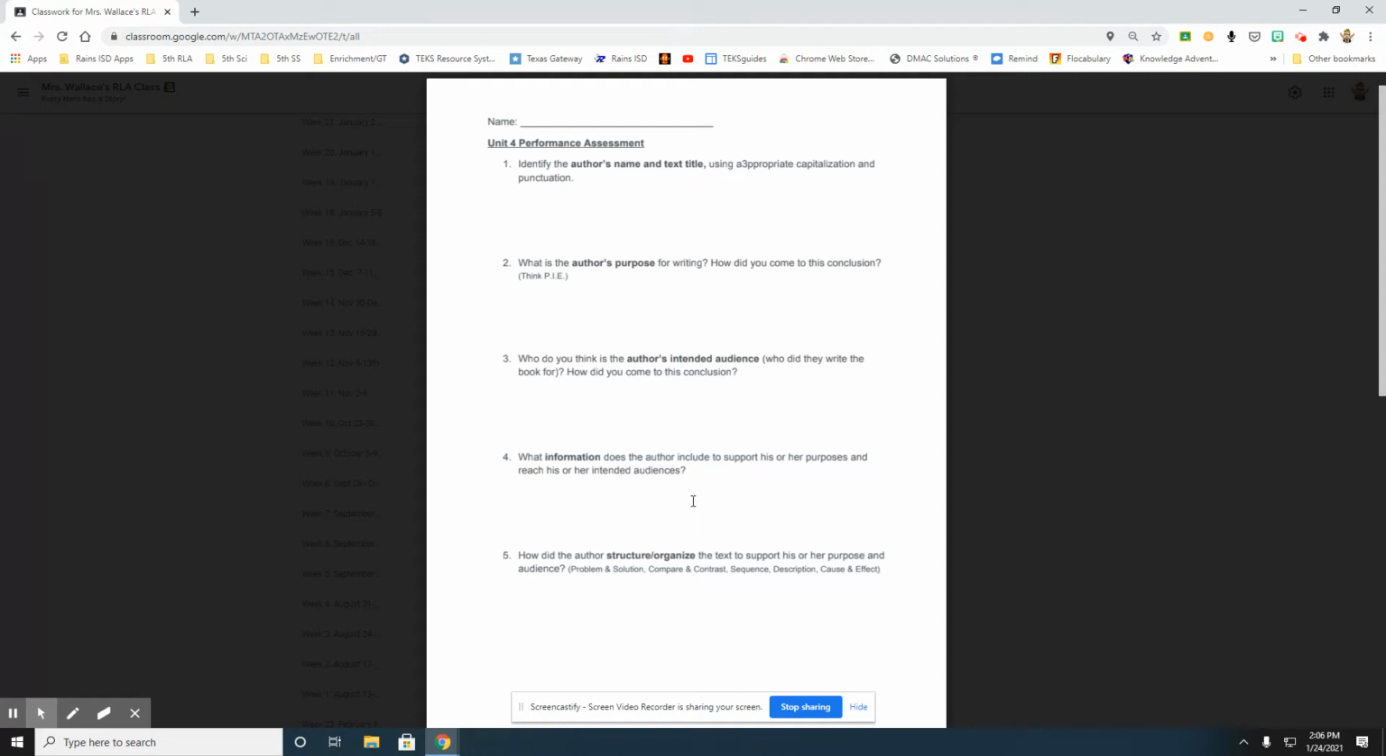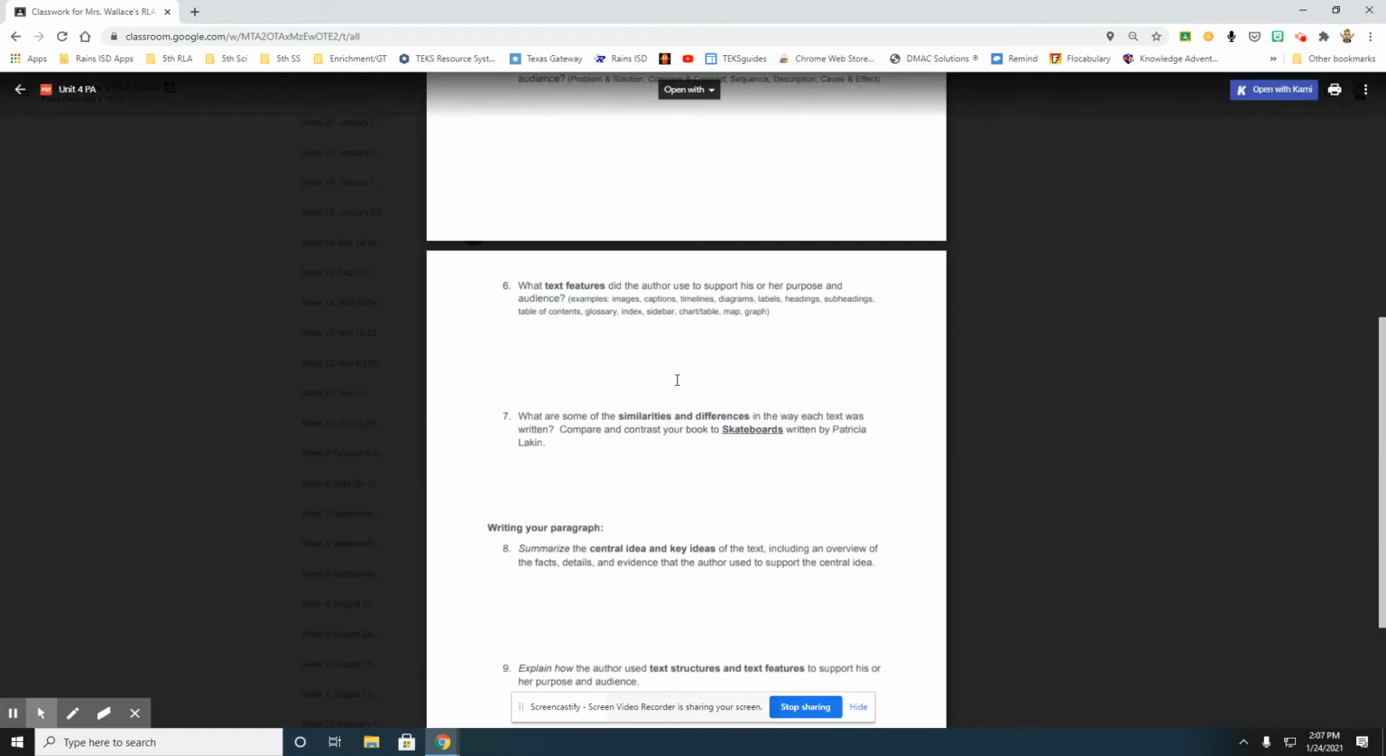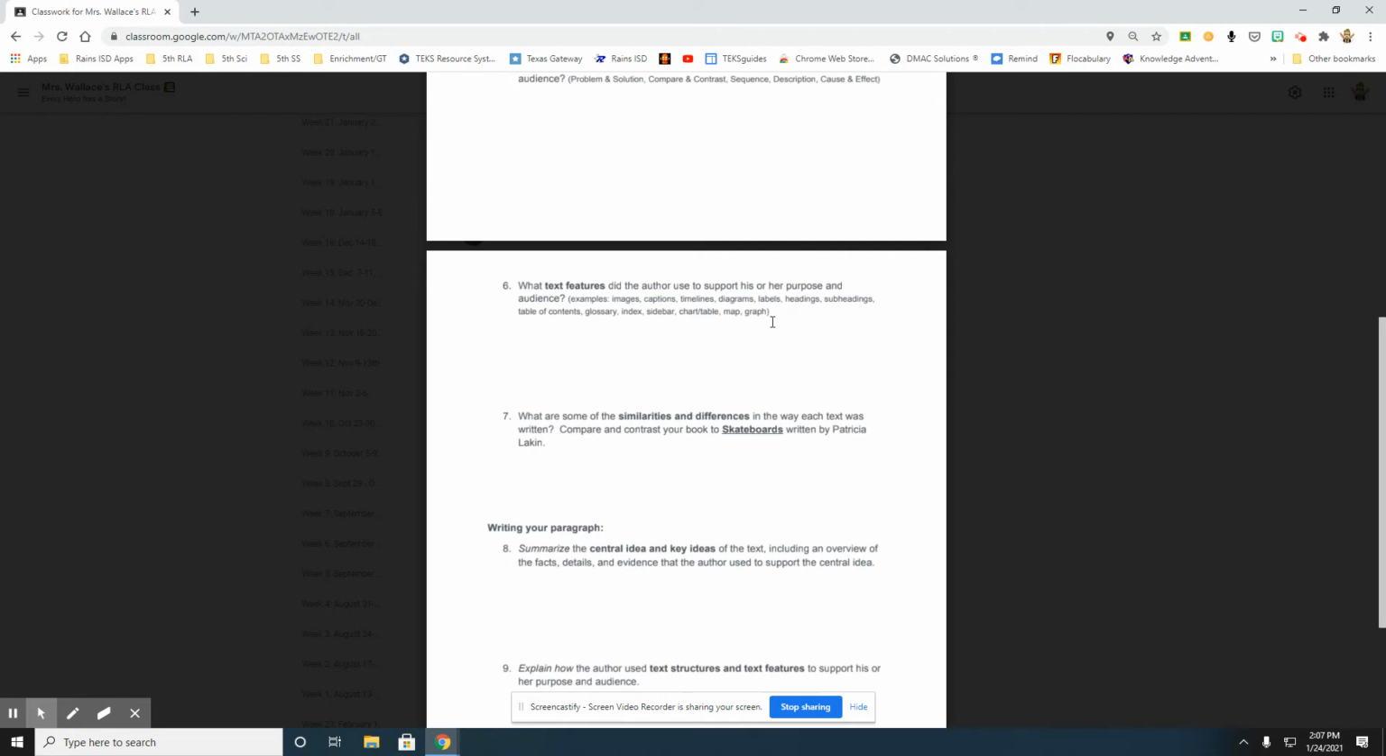How did the author structure or organize the text to support his or her purpose? So these are those text structures that we studied the last couple of weeks, and I've listed them here. Did they present it as a problem and solution? Did they compare and contrast? Was there sequencing? So was it in time order? Was it just descriptive? Or was there a cause and effect? Okay. What text features did the author use to support his or her purpose? So remember all of these different examples. You're not going to see all of these in your text, but you're going to see some of those. So you definitely want to point those out.